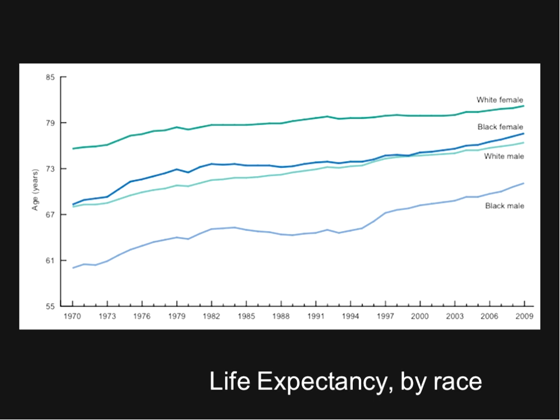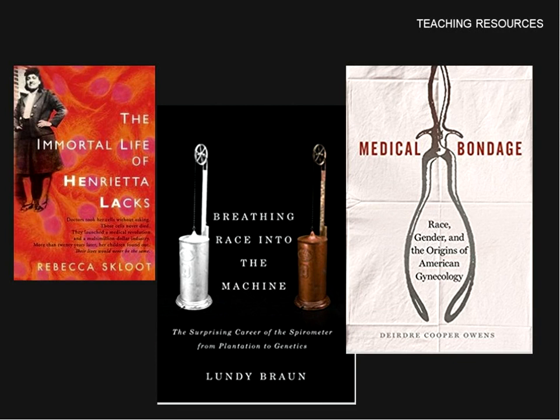And so if this is something that's interesting to you, three texts that I think are really helpful for understanding this are the very famous book, The Immortal Life of Henrietta Lacks, which was adapted into a Showtime cable film starring Oprah Winfrey; Breathing Race into the Machine, which talks about the spirometer and how our ideas about how much people can breathe are based on Civil War estimates comparing Blacks and whites, and how that medical common sense lingered for almost 100 years.